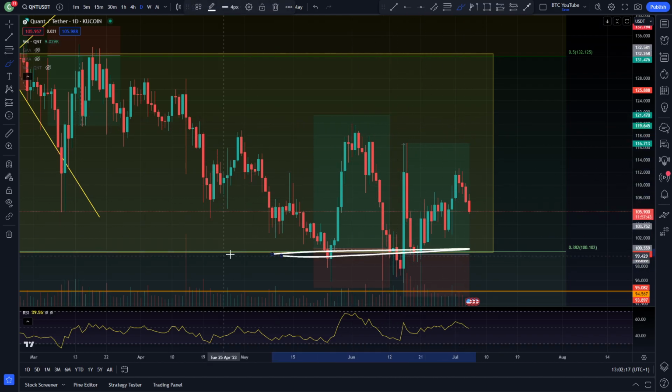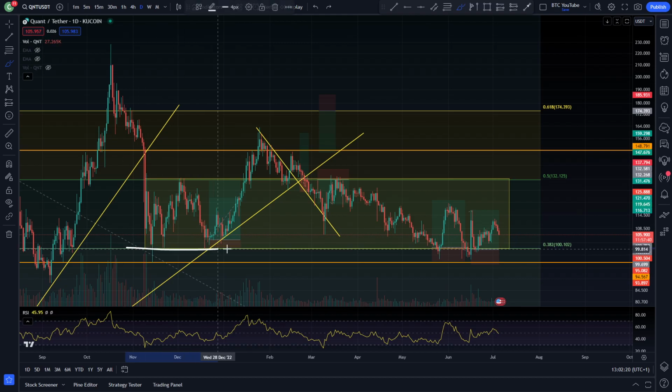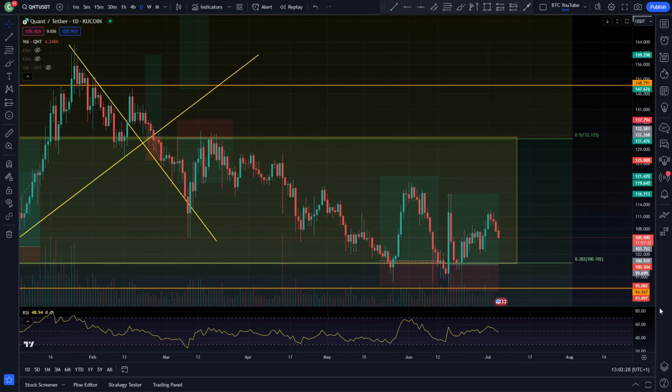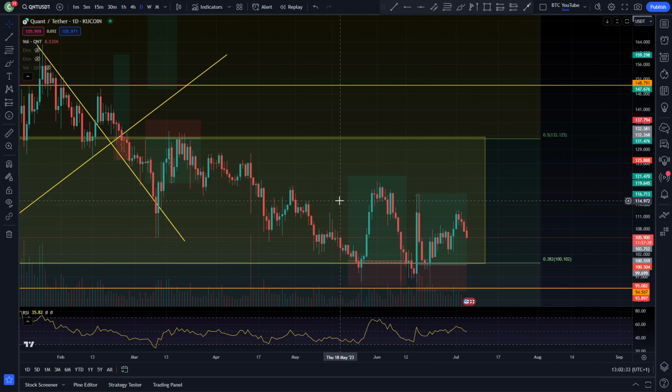You can see Quant for so many times back here, every single time we get down into this area with a stop loss just below that $95-ish area, pretty much bounced to the upside every time and got a really tasty little profit for it.